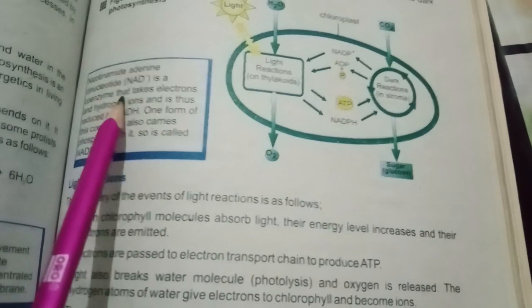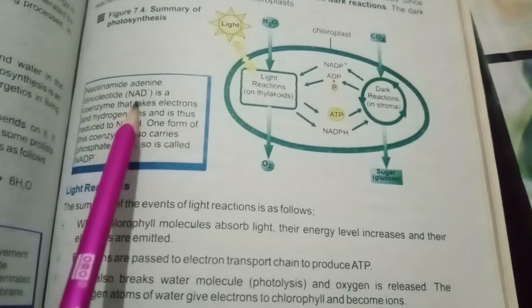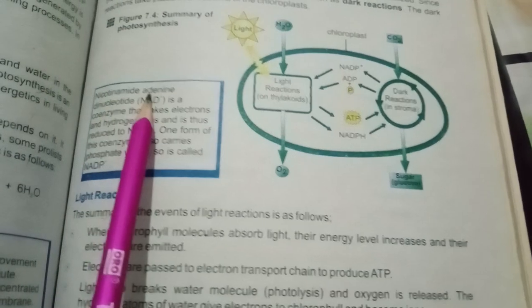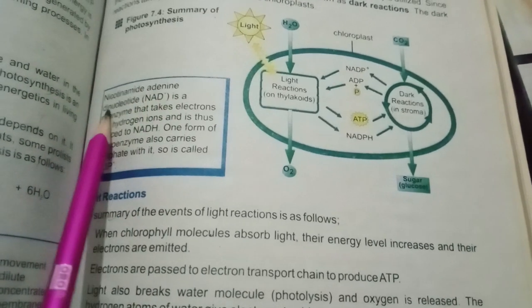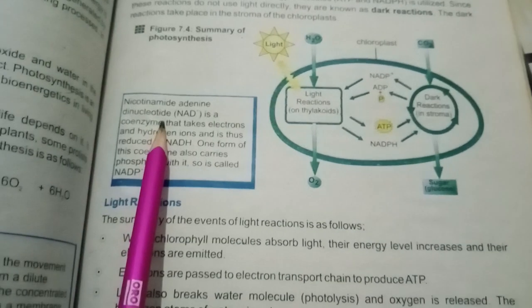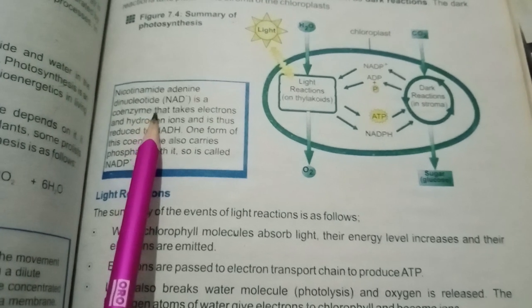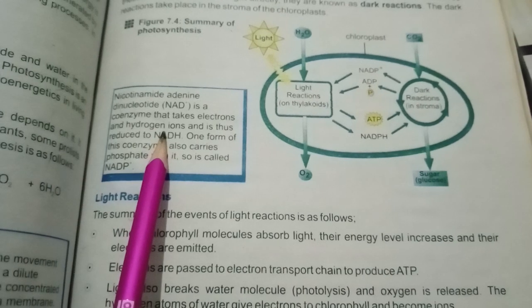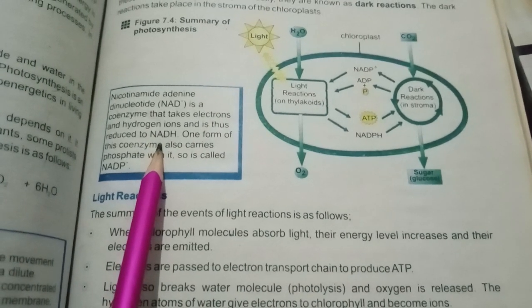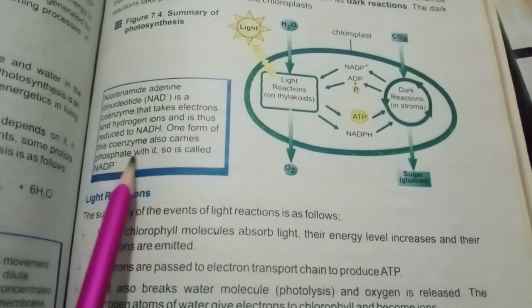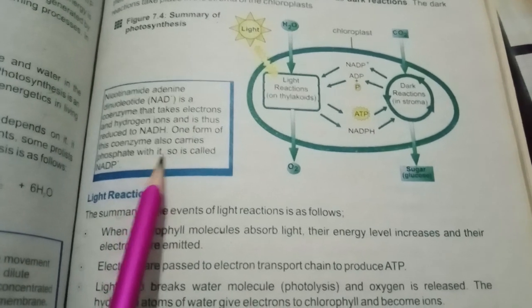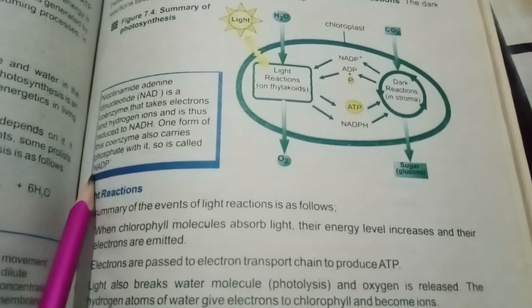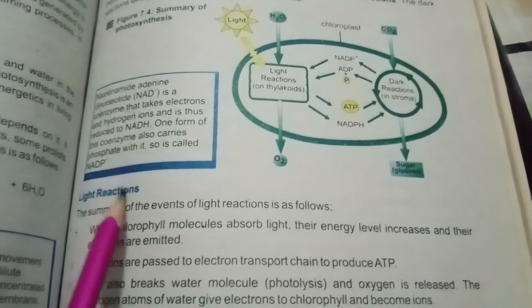In this box, we look at NAD. What is NAD? NAD is nicotinamide adenine dinucleotide, a coenzyme that takes electrons and hydrogen ions and is thus reduced to NADH. One form of the coenzyme also carries a phosphate with it, so it is called NADP. P shows the phosphate bond here.